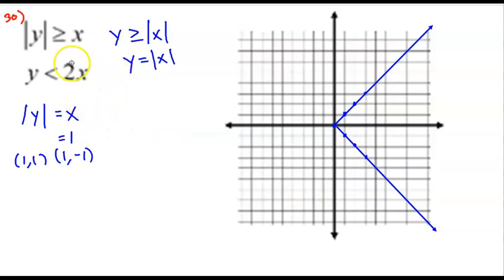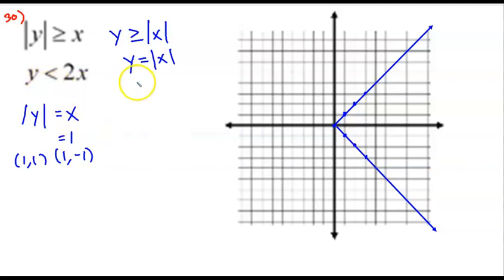And when I do the shading, because it says y is greater than, remember greater than is above the line. So when we do the shading, you're talking about everything up here and here, outside of this right-opening V. And then to do our next one, we'll do this one in red.